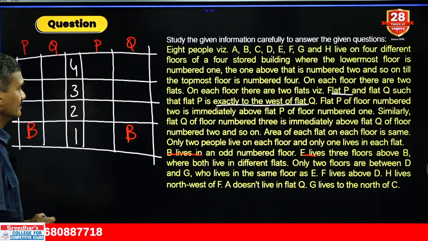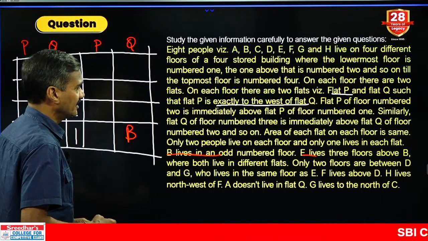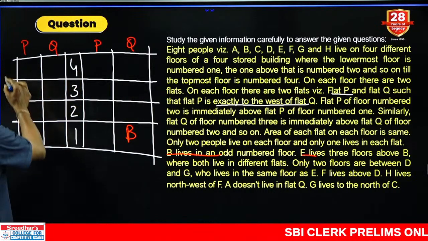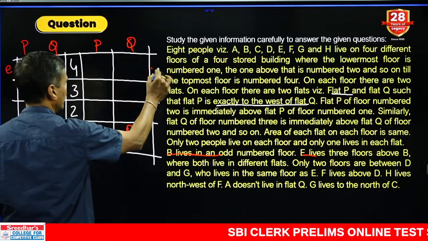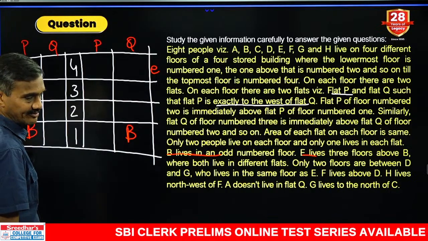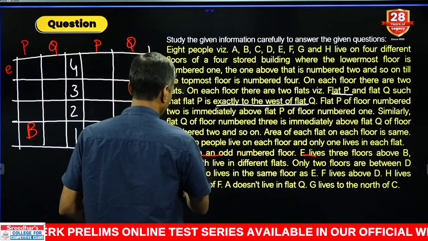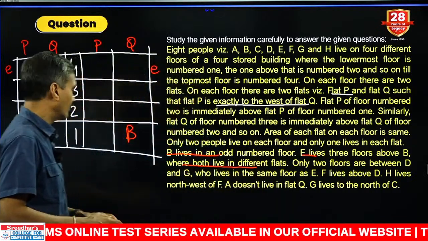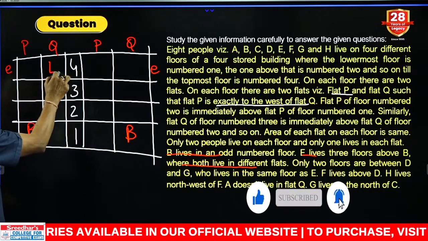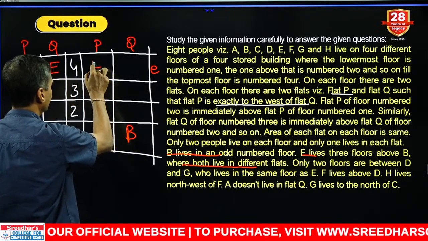Clear? Then B lives on an odd number floor and E lives 3 floors above B. E lives 3 floors above B and 1, 2, 3, hence E must be on the 4th floor. E lives on the 4th floor whether in flat P or flat Q. Then at the same time, E lives 3 floors above B, where both live in different flats. Now B and E are living in different flats. B is living in flat P and E must be in flat Q. Now here B is living in flat Q, E must be in flat P.